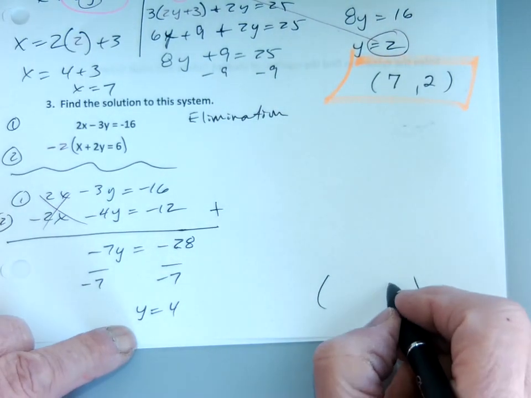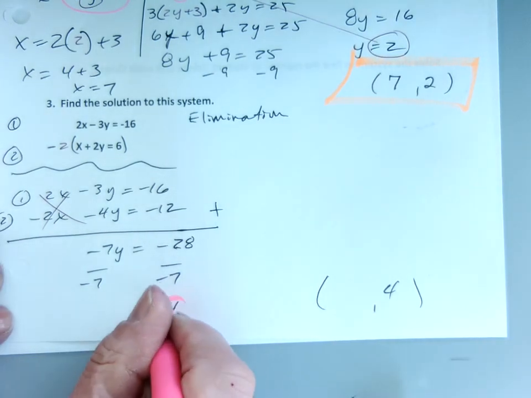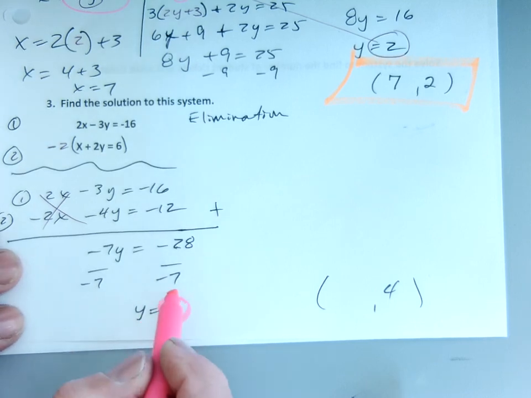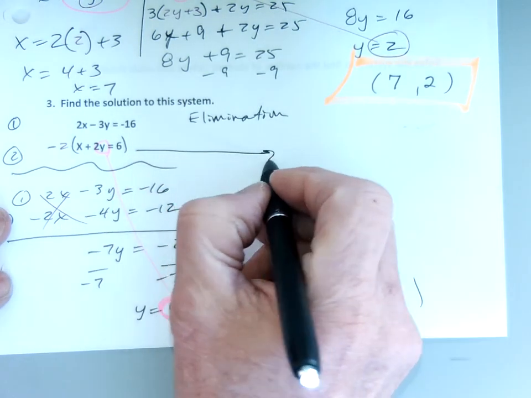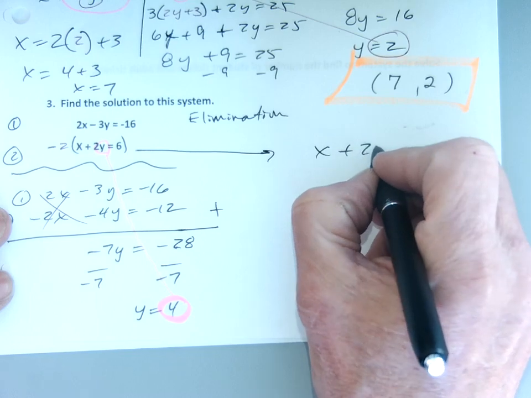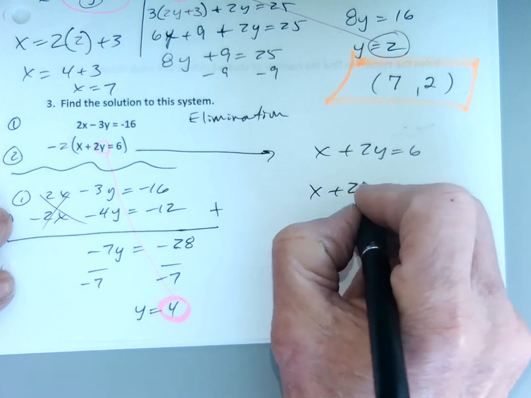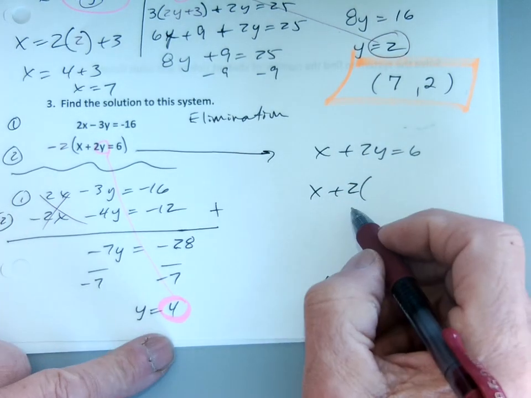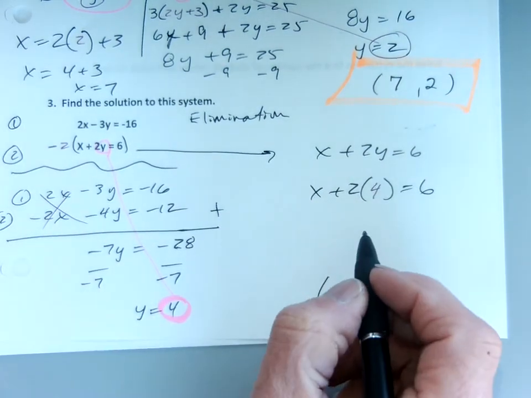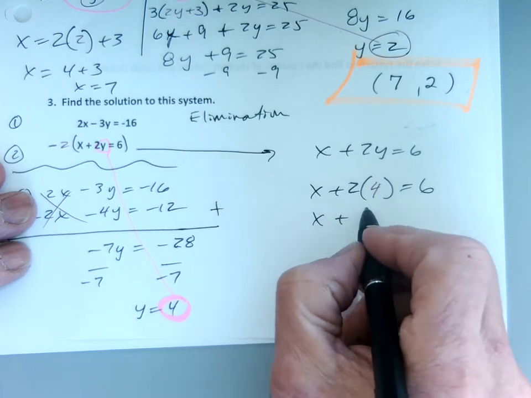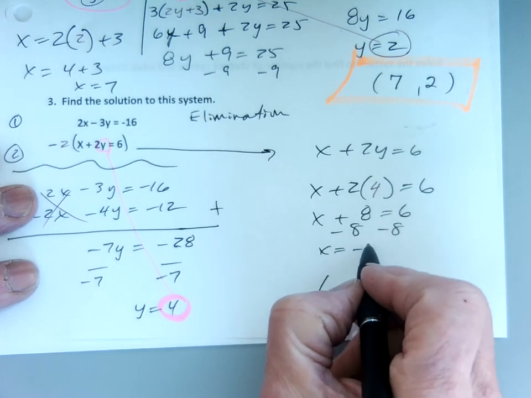So my y value is 4, but I don't know my x value, so I'm going to plug my y value 4 into the one that looks easier. Take the original equation, 2x plus 2y equals 6. I'll put 4 in for y, so x plus 2 times 4 equals 6. Then I simplify, x plus 8 equals 6, then I go minus 8, and x is equal to negative 2 because 6 minus 8.